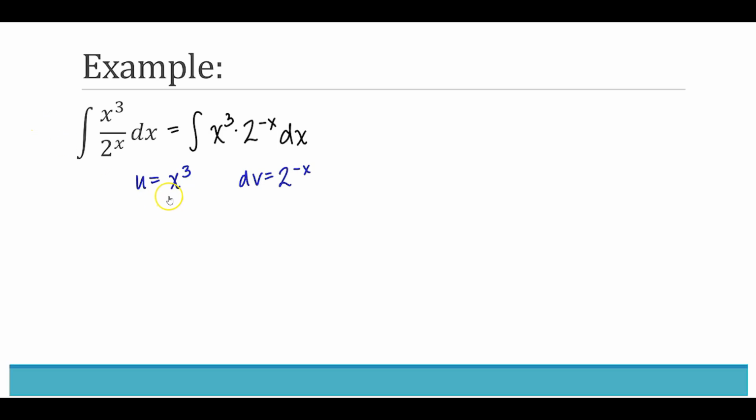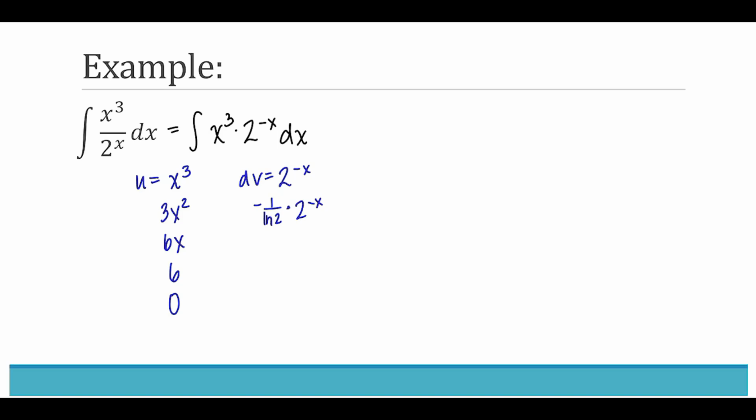So now I apply repeated differentiation here. So I have 3x squared, 6x, 6, and 0. And now I continually integrate this. So I have 2 to the negative x. Well, the antiderivative of 2 to the negative x is going to be negative 1 over the natural log of 2 times 2 to the negative x.